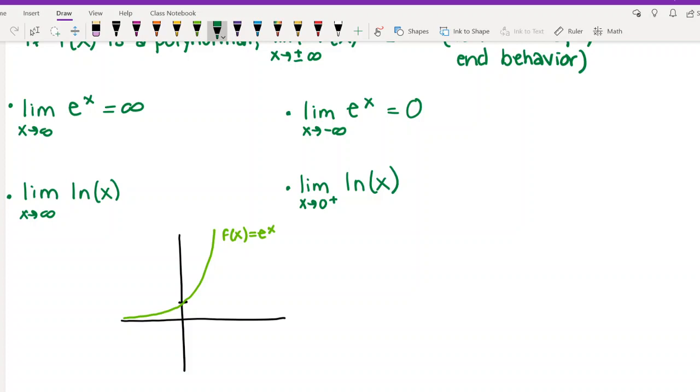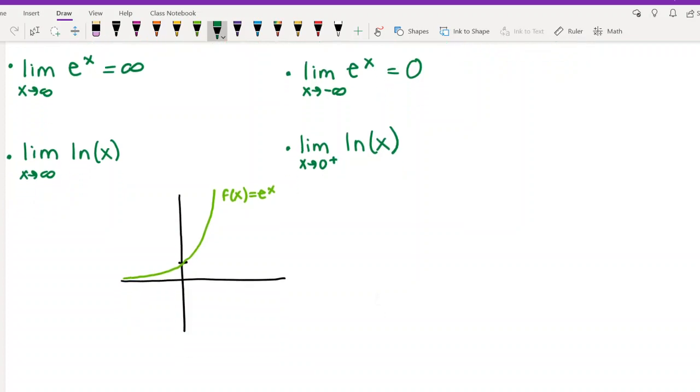Okay, what about ln of x? I think that one is maybe a little less intuitive for people, but the good news is if you have quick familiarity with the shape of e to the x, you can very easily draw the graph of ln of x using the graph of e to the x. So ln of x and e to the x are inverse functions of each other. And so what's the relationship between a function and its inverse when you look at their graphs? They're reflected over the line y is equal to x.